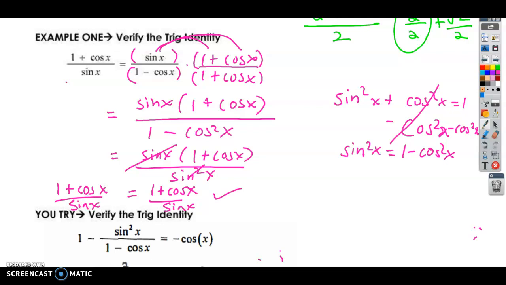Check. Now, had I gone ahead at the beginning and distributed that, I would have had to undistribute it. It would have been more work, so I'm glad I didn't. Let's go ahead and look at the U-try. Try the U-try. I'm going to show you the answers.